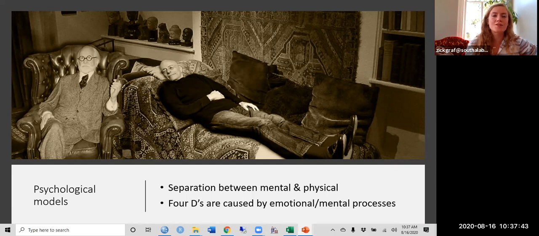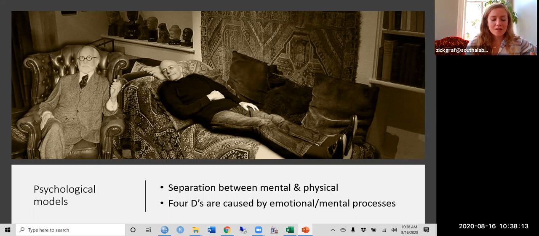Our psychological understanding of psychopathology has a more recent history than our biological understanding. But I do think it's important to emphasize that throughout history, people have sort of thought of there being a separation between mental and physical. So a difference between the brain, which is the biological physical organ, and the mind, which is consciousness and thoughts and emotions and sensation.